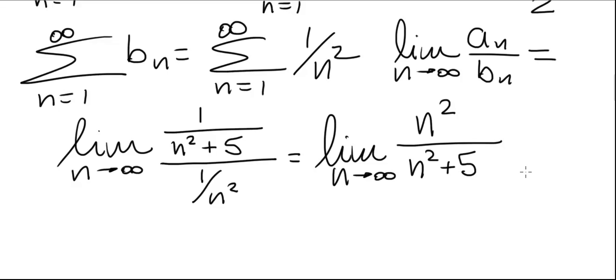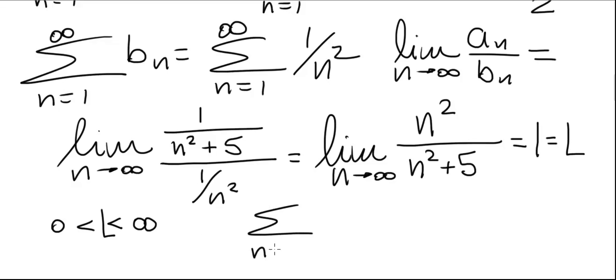Since the highest powers of n in the numerator and denominator are the same, the limit will be the ratio of the coefficients, 1 divided by 1. So our limit L is equal to 1. And remember, when L is positive and finite, both series either converge or both series diverge.